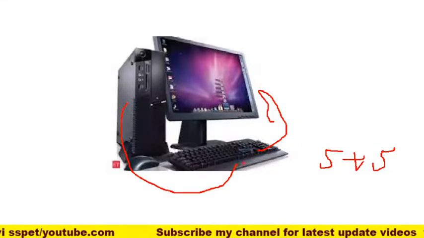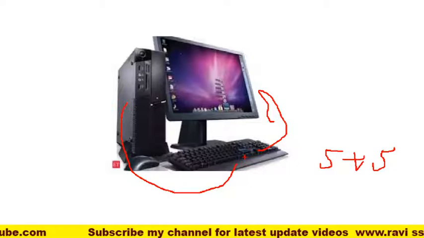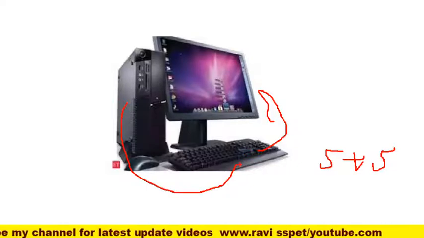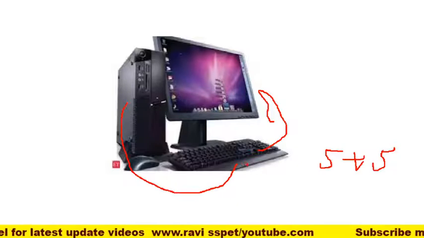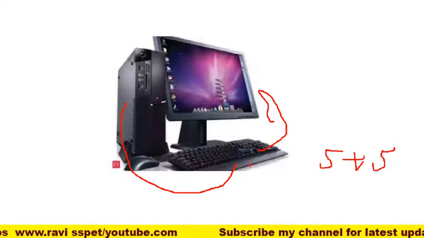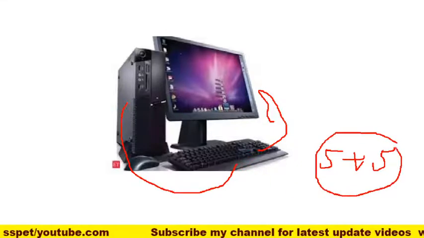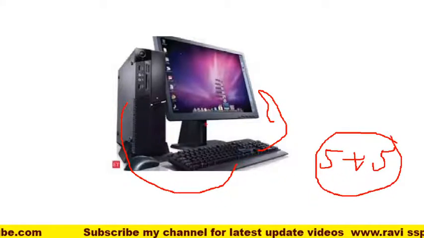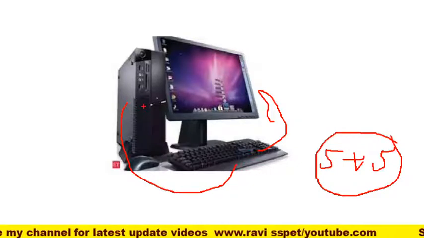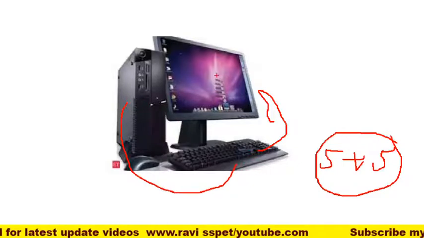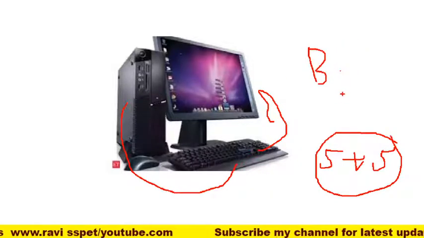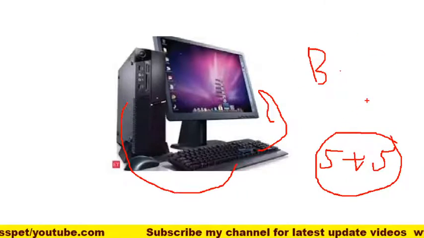Through the keyboard only we are giving the inputs. That's why the keyboard is the input device. So what do these input devices do? They convert the data we are giving into digital form. Here we have given 5 plus 5. Will the computer understand this 5 plus 5 language? No, the computer will not understand any language, English, Hindi, Marathi. It only understands binary language.